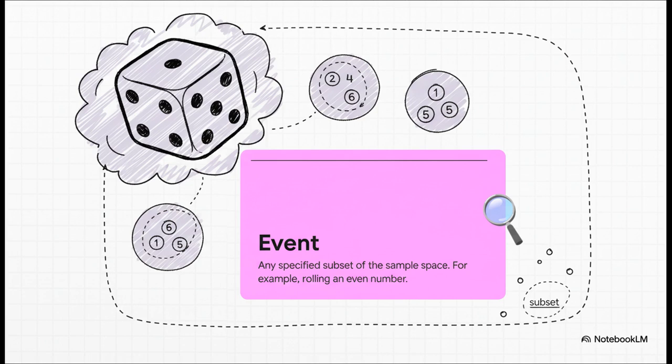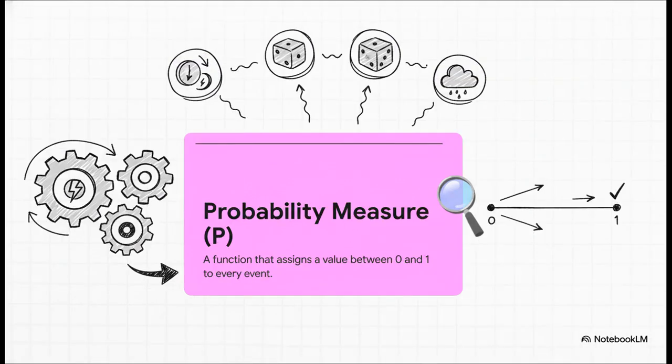Simple enough? And finally, this is where the magic happens. We get the probability measure, which we'll call P. Think of this as the engine of the whole system. It's a function that takes any event we can think of and assigns it a number between 0 and 1. 0 means it's totally impossible, and 1 means it's an absolute certainty.